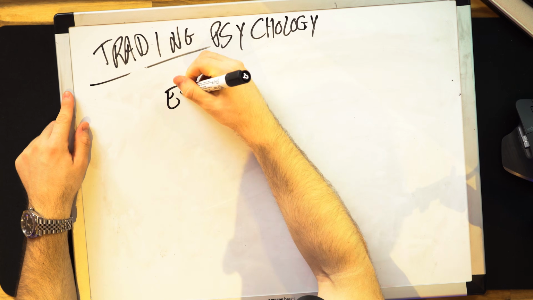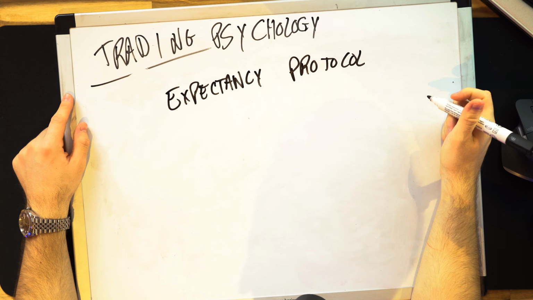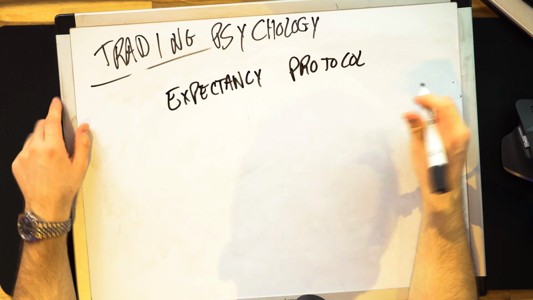I call this the expectancy protocol. Now, what is the expectancy protocol? The expectancy protocol is simply what I call the idea of reducing expectations as much as possible to the worst case scenario. Because reality, the lowest it can go is matching your worst case scenario.